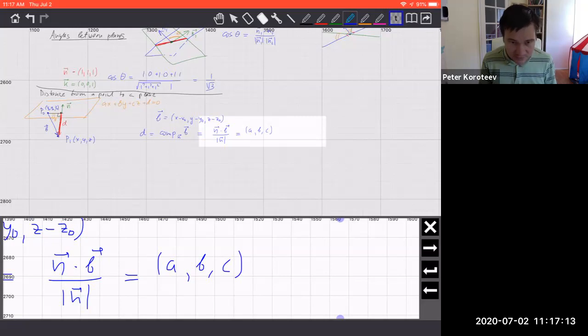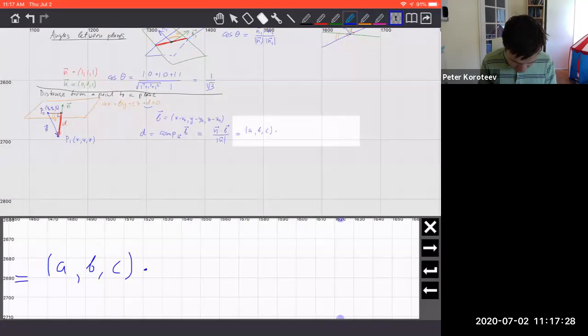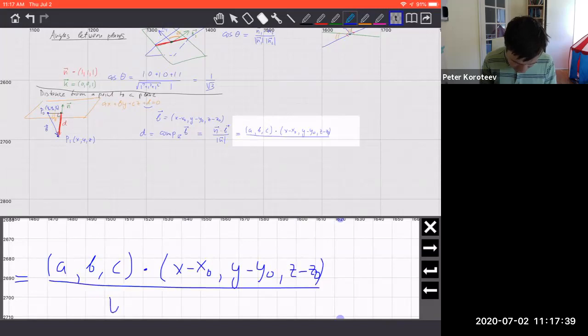See, for this calculation, this free coefficient does not appear. But implicitly, of course, you know about this, right? Because you know the coordinates, you know the position of point x0, y0, and z0. So you dot this with x minus x0, y minus y0, z minus z0, and divide by the length of n, which is, of course, the square root of a squared plus b squared plus c squared.